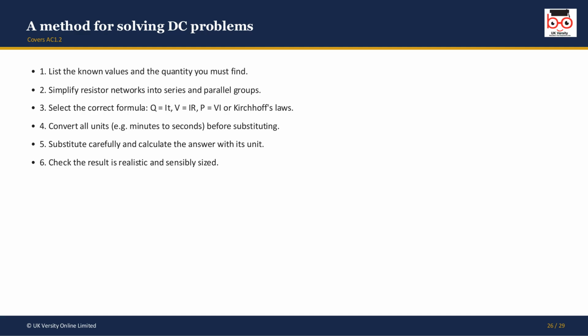Before we wrap up, here's a reliable recipe for tackling any DC problem. First, list what you know and what you're asked to find. Then simplify the resistor network into series and parallel groups. Choose the right formula, whether that's charge equals current times time, Ohm's law, a power formula, or Kirchhoff's laws. Convert all your units first, minutes to seconds and so on, then substitute carefully and calculate with the unit attached. And always finish by asking whether the answer is a sensible size.